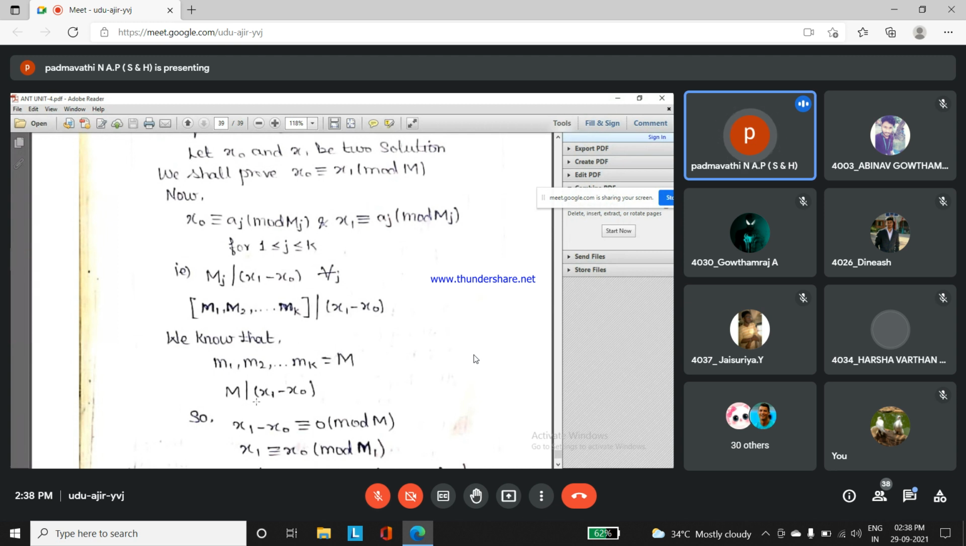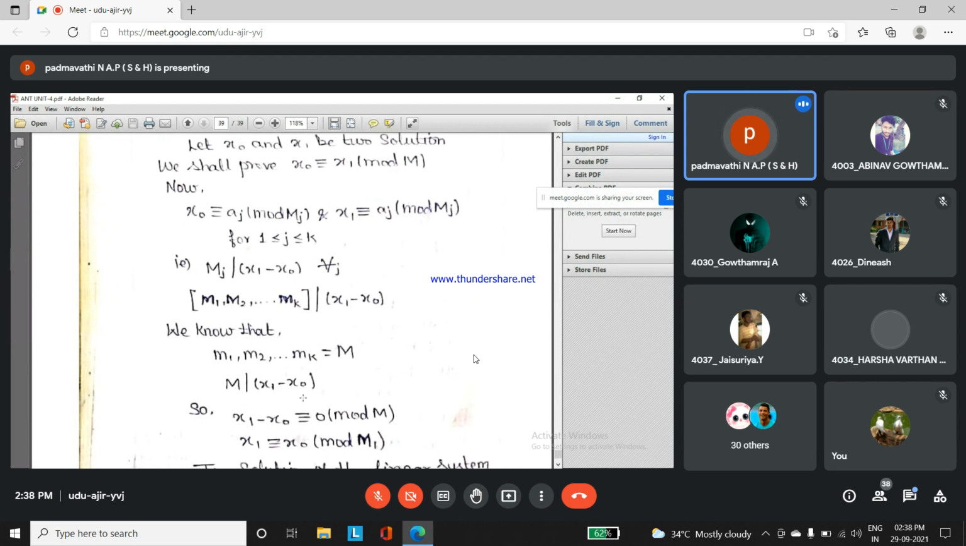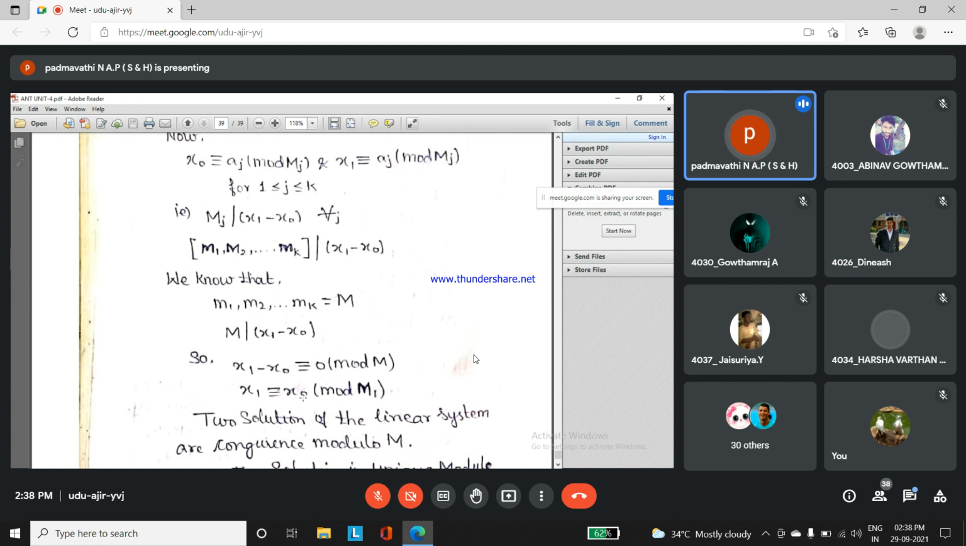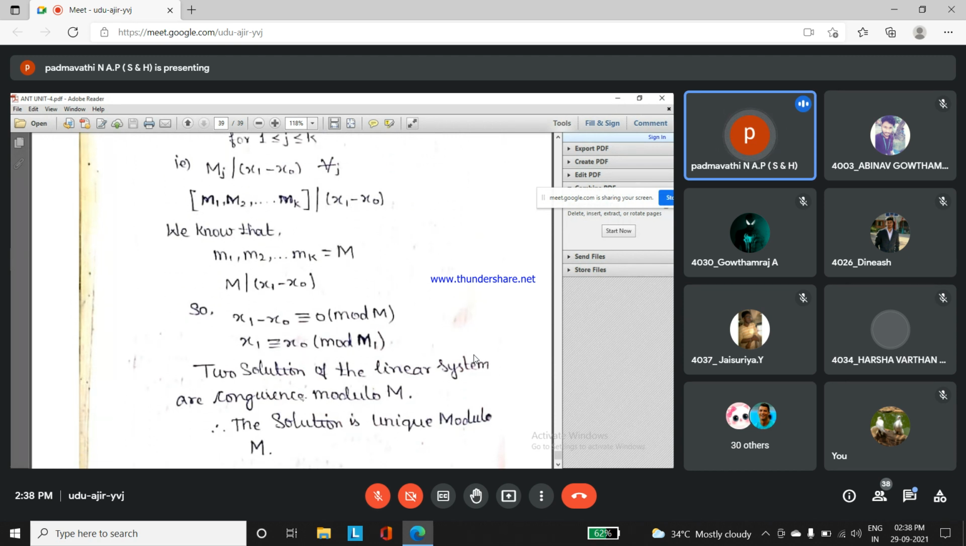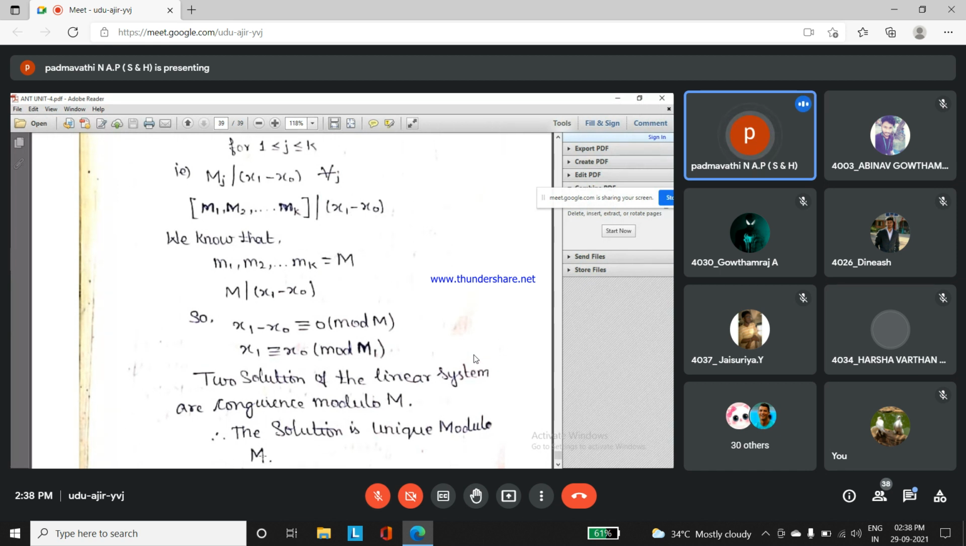So capital M is a divisor of x1 minus x0. So x1 minus x0 is congruent to 0 mod m, then x1 is congruent to x0 mod m. So two solutions of the linear system of congruences modulo m, then the solution is unique modulo m. Therefore the solution is unique modulo m. Please go through this carefully and understand. Okay, let's see the example.